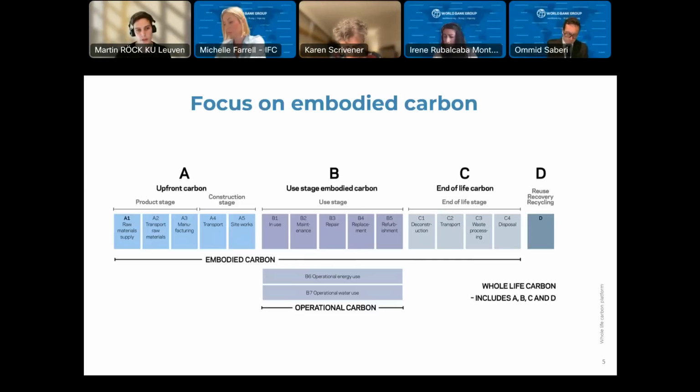And for the B stage, we also have operational carbon, which can be the emissions related to operational energy use or operational water use. So this is an important distinction, embodied carbon, operational carbon at the building level. And when I talk about whole life carbon, it really includes all of those, embodied and operational carbon from those different stages.